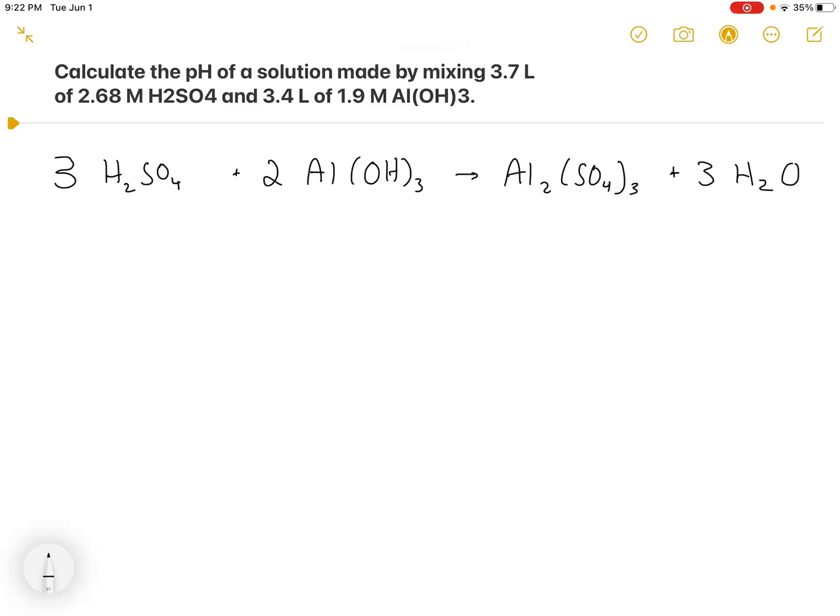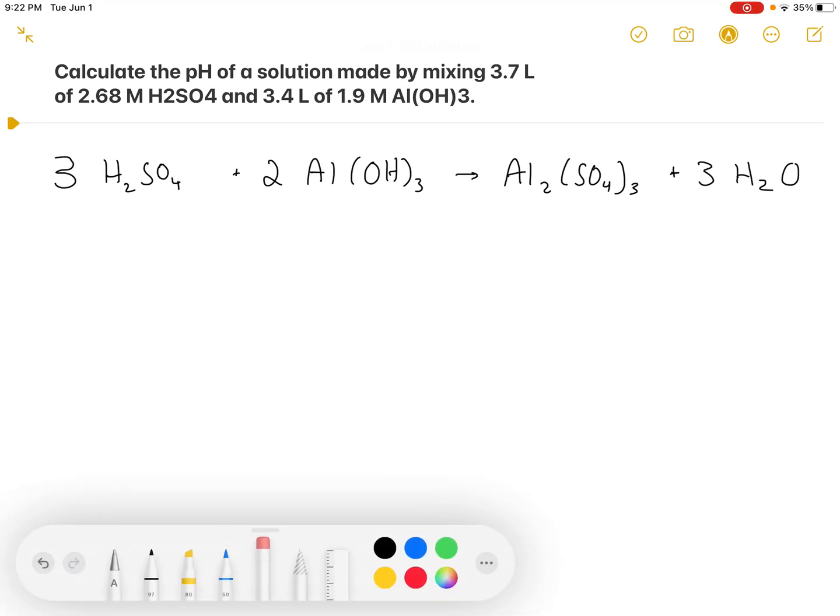In this example of partial neutralization, we're just going to be looking at a bit more complex of a reaction because there's not a one-to-one ratio of hydrogen ions and hydroxide ions being supplied by the acid and the base. So in this example, we are asked to calculate the pH of a solution made by mixing 3.7 liters of 2.68 molar sulfuric acid and 3.4 liters of 1.9 molar aluminum hydroxide.